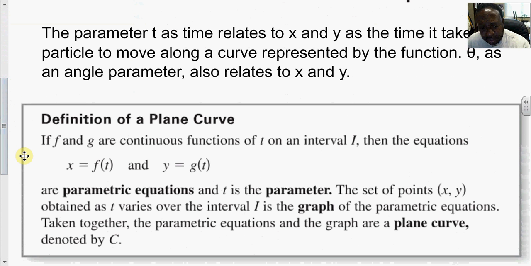The definition of a plane curve: f and g hopefully are continuous functions of t on some open interval I. Then the equations x equal to f of t and y equal to g of t are called parametric equations, and t is said to be the parameter, whether it's t or theta. Either one is representative of parametric flow. Together here, the equations with the graph, we call that the curve.